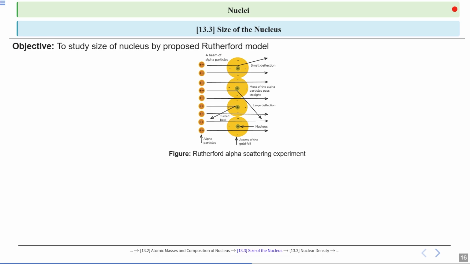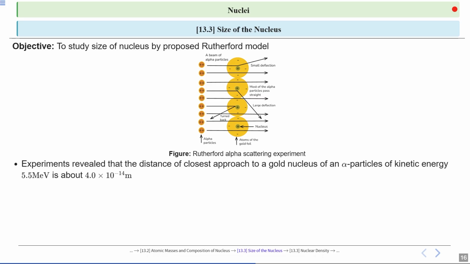Let's study the size of the nucleus using the Rutherford model. Take a look at the diagram in the center. This shows Rutherford's famous alpha particle scattering experiment. Notice how alpha particles are directed at a thin gold foil and we observe how they scatter. Let's focus on what the experiment revealed when alpha particles with kinetic energy 5.5 mega electron volt, where mega electron volt is a unit of energy, were fired at the gold nucleus.